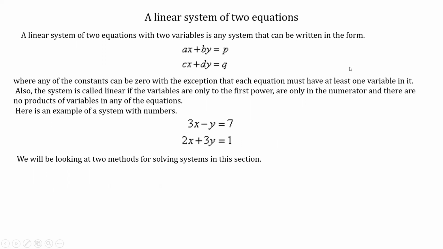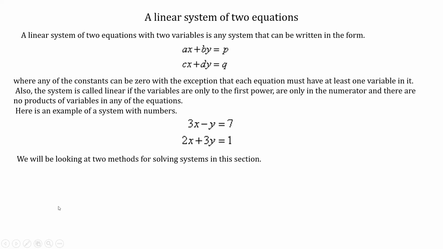Next, a linear system of 2 equations. It is a system with 2 variables and can be written in this form, where any of the constants can be 0, with the exception that each equation must have at least 1 variable in it. Also, the system is called linear if the variables are only to the first power, and there are no products of variables in any of the equations. Here is an example of a system with numbers.